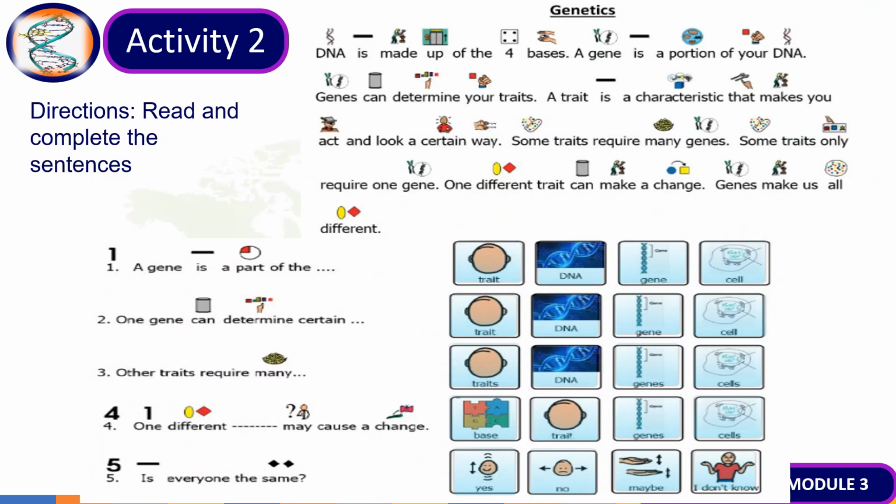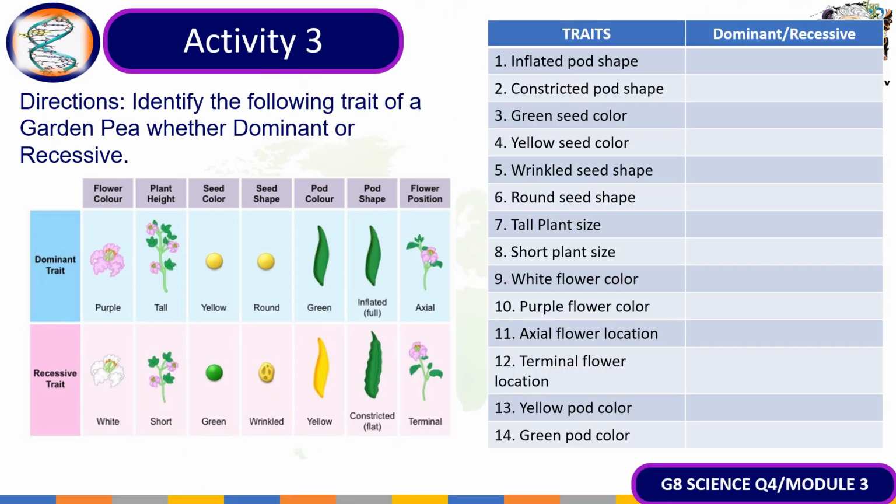For activity number 2, you are going to read and complete the sentences. So you are going to choose from the choices here, being represented by the picture. Activity number 3 anchors on the results of Mendel's experiment. So yung gagawin mo lang is to identify kung whether itong mga traits na to is dominant or recessive. So just like the previous activities, feel free to pause the video while answering.